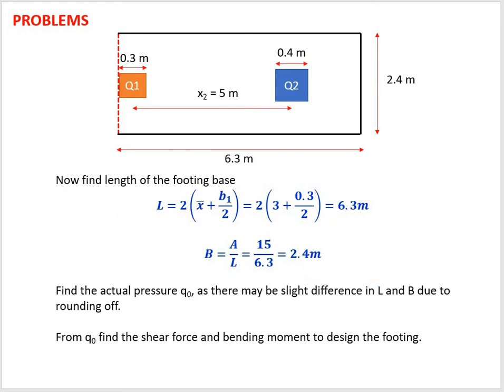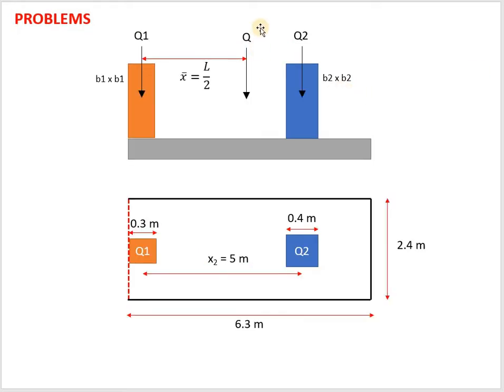But still I am just continuing with the actual procedure. So this is what you are getting. Here x bar is equal to L by 2 almost, like L is around 6.3 and we got x bar as 3, so almost it is equal to L by 2, just take it that way. And anyway they have mentioned that we have to design a rectangular footing, so it is irrelevant whether x bar is greater or less than L by 2.